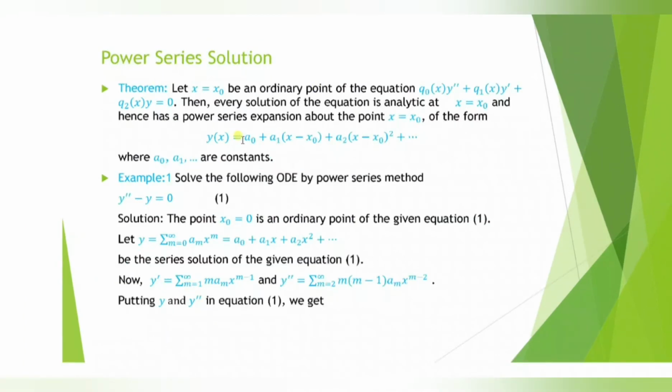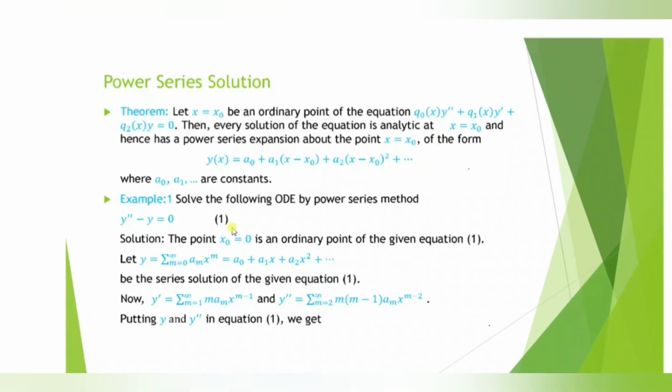Next we will discuss this theorem. This theorem tells that let x0 be an ordinary point of the differential equation q0 of x y double prime plus q1 of x y prime plus q2 of x y equal to 0. Then the equation has a power series solution of the form summation m equal to 0 to infinity a_m into x minus x0 to the power m. समेशन को एक्सपांड करने से आएगा a0 plus a1 into x minus x0 plus a2 into x minus x0 square and so on.